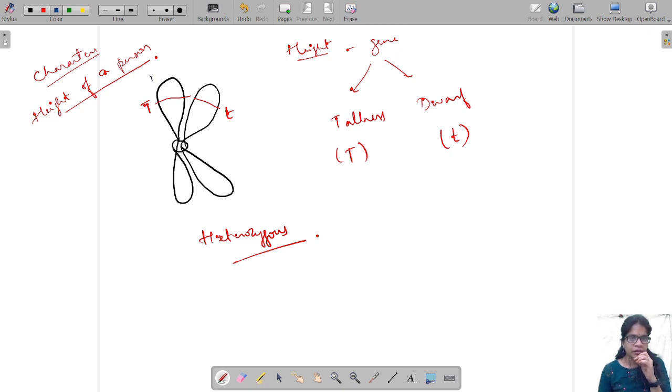See, this is one, this is coming from your maternal. For example, this is the example that I'm giving you for understanding. This is your parental. So these are the genes related to the height of the person, and this is your tallness gene, and this is your dwarf gene. So this condition is called heterozygous.